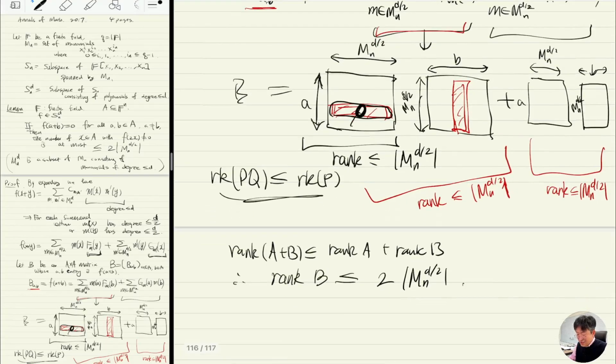Now, why is this useful? I know that f of A plus B is 0 for all distinct A, B in A.